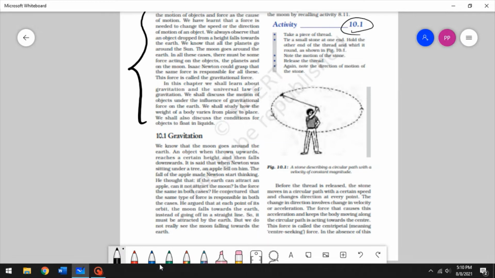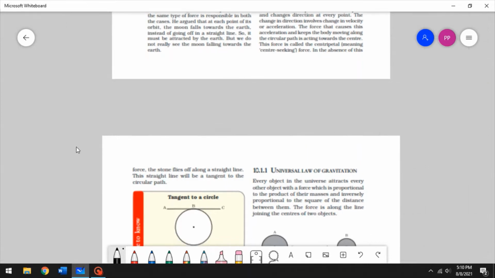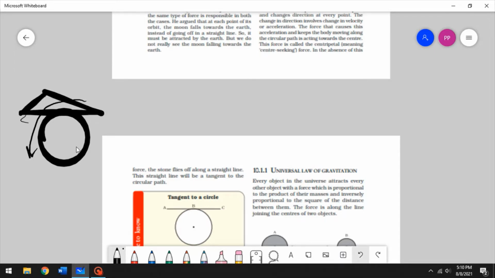All right. And the acceleration keeps the body moving along its circular path, and that is acting towards the center. So the force is called centrifugal force. Centrifugal force is center-seeking force, all right? And in the absence of this force, the stone flies off along a straight line, all right? So if this is the circle here, at every point it is going to just fly off like that. It's not going to continue moving like this. It's going to fly off. Or if not this point, it's going to fly off at this point like this. It's not going to keep moving like this.